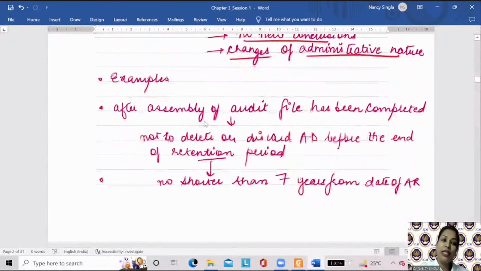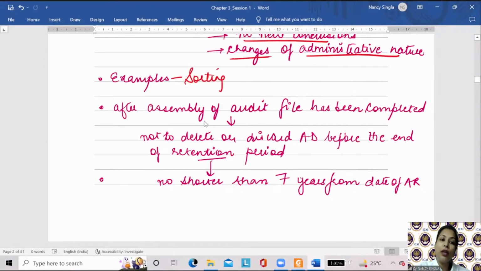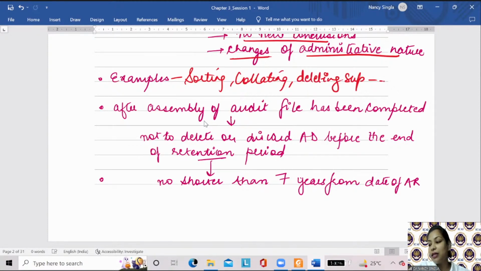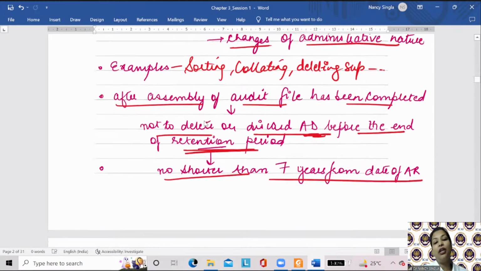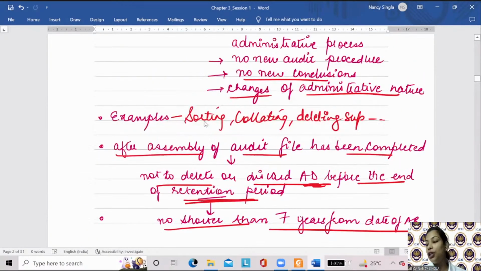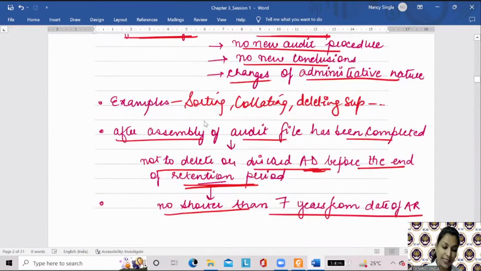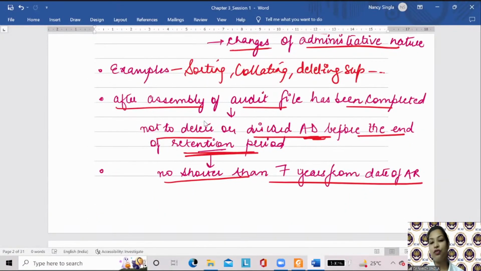And the examples we have seen are sorting, collating, deleting the superseded documents. Okay. After assembly of the audit file has been completed, do not delete or discard audit documentation before the end of the retention period. And what is the retention period? No shorter than 7 years from the date of the audit report. The auditor needs to maintain it for 7 years. So quickly send in your replies. Is it clear?